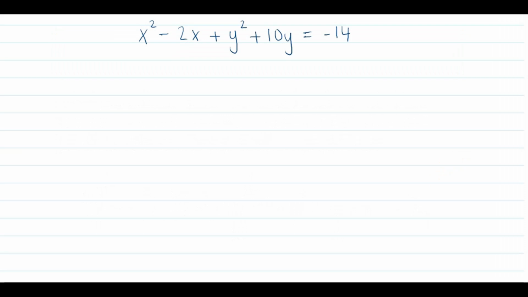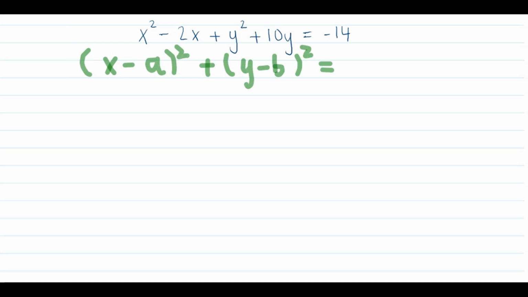How do we get this equation to be in the general form of x minus a all squared plus y minus b all squared, which is equal to r squared? How can you get this equation to be in that form? This is actually a light bulb moment, guys, right?